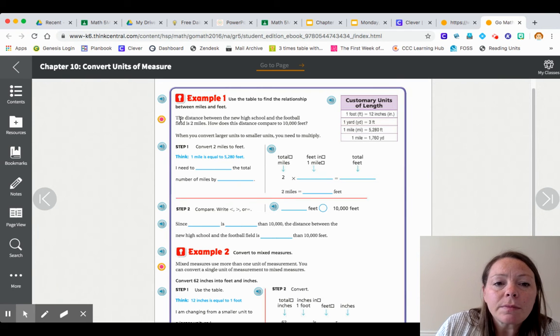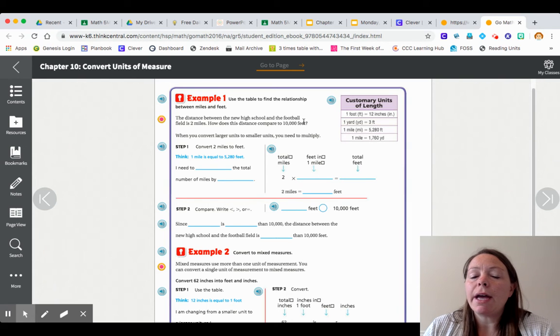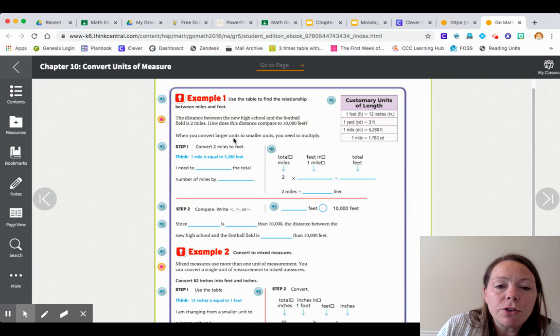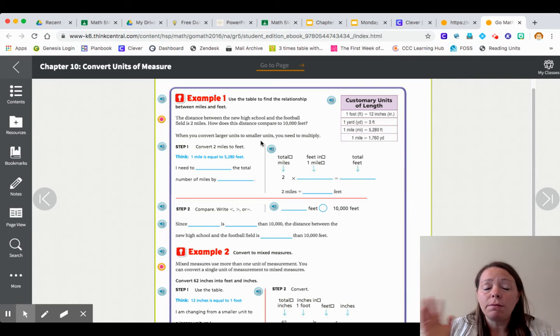All right. The distance between the new high school and the football field is 2 miles. How does this distance compare to 10,000 feet? Okay, so we're comparing there. They want to know, is that a greater distance or a lesser distance than 10,000 feet? Okay. When you convert larger units to smaller units, you need to multiply, because we're converting miles to feet, because we can't compare miles to feet. We need to compare miles to miles or feet to feet.